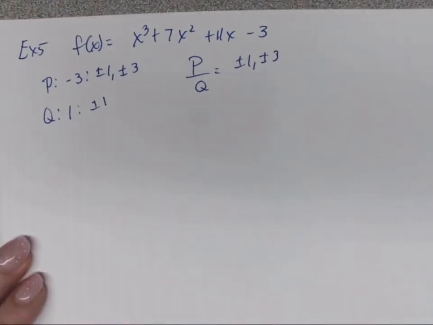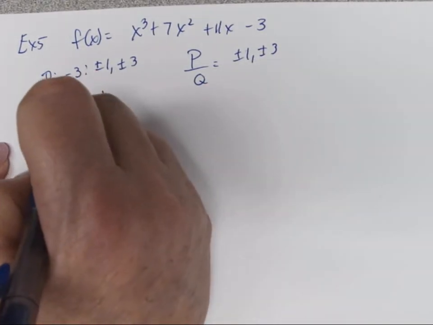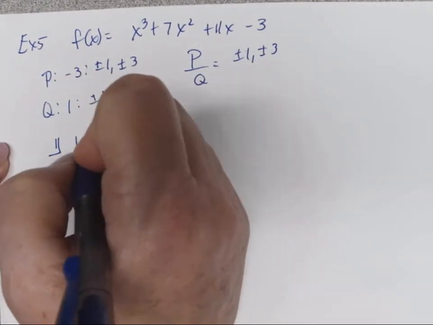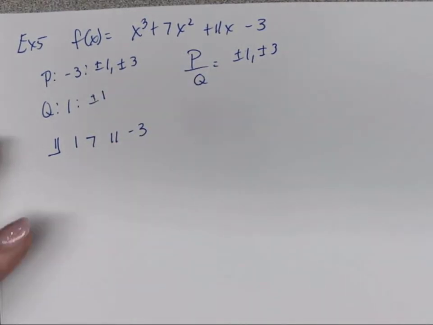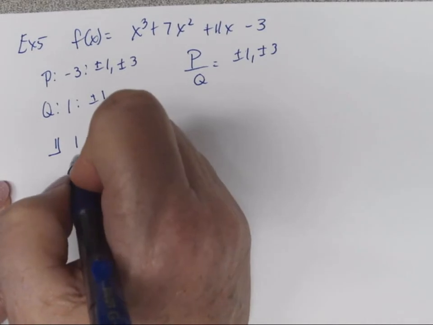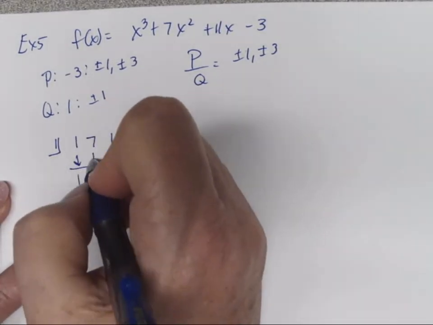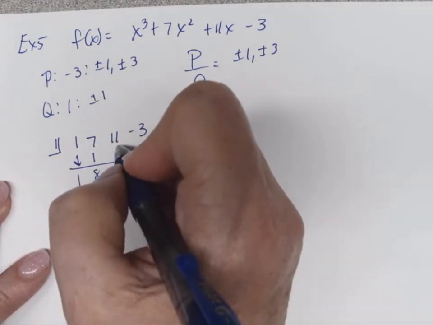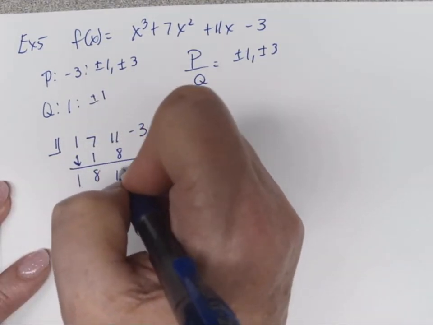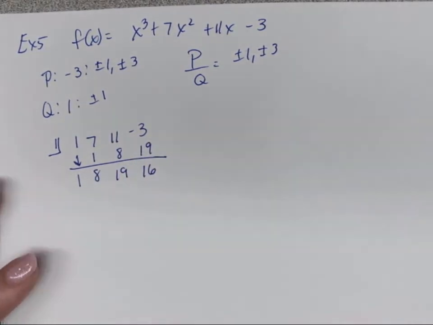So let's go find the zeros. So let's start with 1 again. It's an easy number. We have 1, 7, 11, and -3. All right, draw our line. Bring down the 1. 1 times 1 is 1. 7 plus 1 is 8. 8 times 1 is 8. 11 plus 8 would be 19. 19 times 1, and we ended up with 16. Well, that's not 0, so it's not a 0.